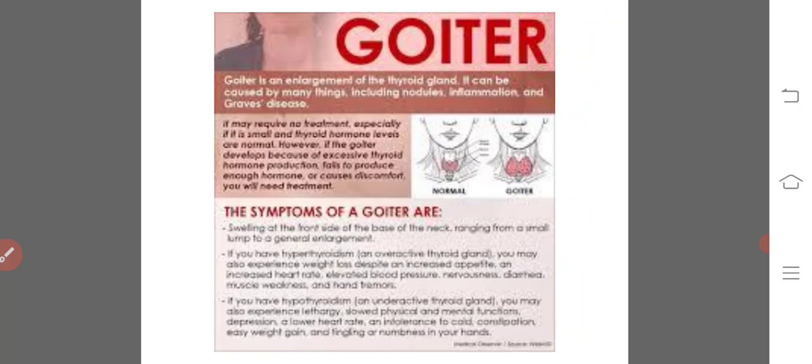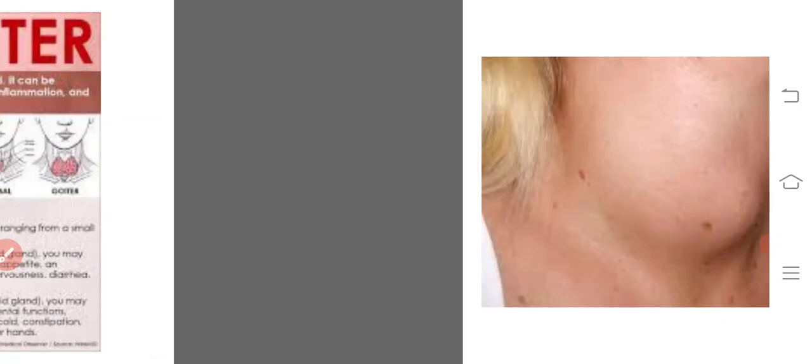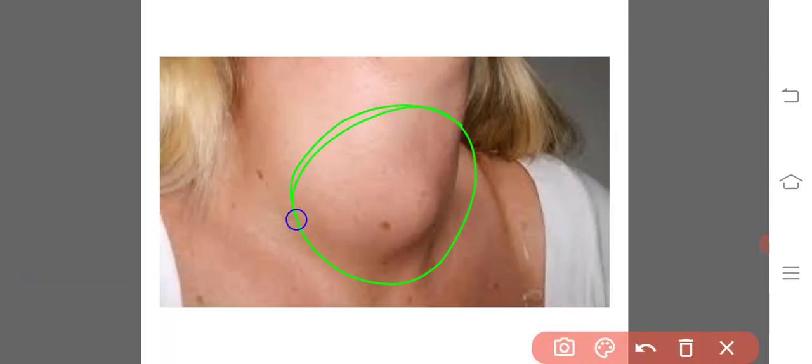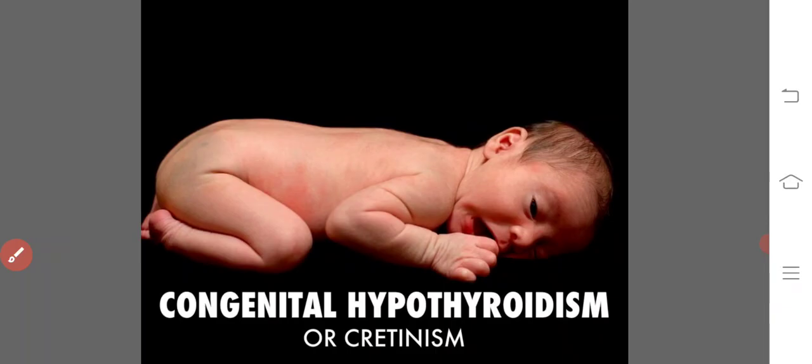Goiters are common in people from areas where the soil is deficient in iodine. Iodized salt has nearly eliminated iodine deficiency goiters. So here enlargement of goiter that is seen. See here. So this is a cretinism.